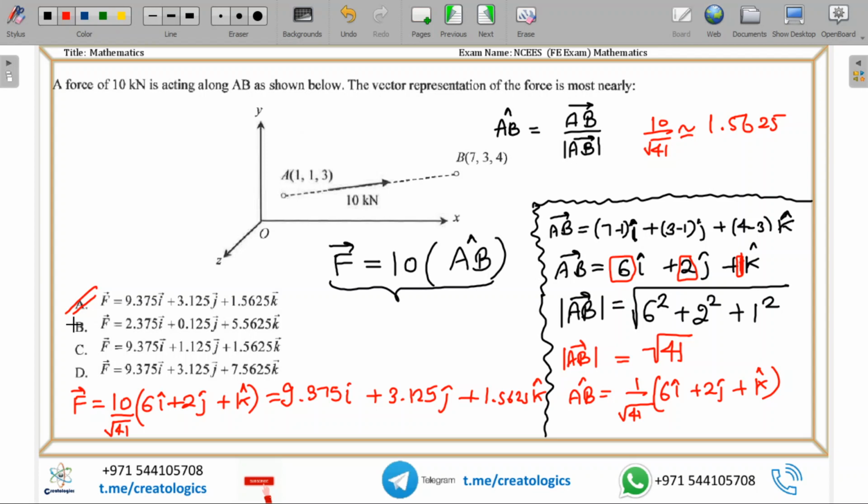So from here you can see that we need to find the vector which represents the force in this direction. The magnitude is given, you just needed the unit vector in that direction. For that, first we calculated the unit vector and then using that unit vector multiply it with our required magnitude, we get the F vector, or you can say force vector.